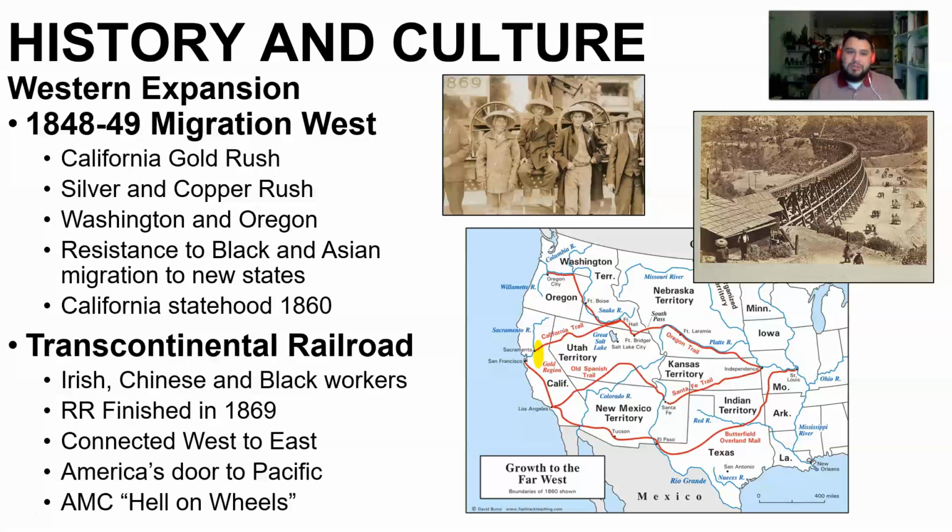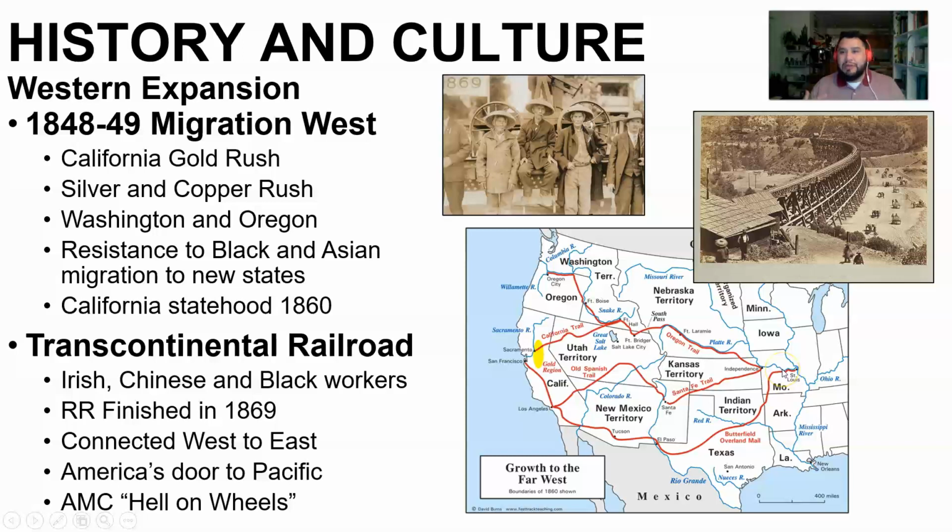Of course, throughout this whole period, we should remember that there was some resistance to Black and Asian migration. For example, in Oregon, up until the 20th century, many cities and counties did not allow Black people to settle and move there, and Asian people were discriminated against, especially Chinese immigrants, through the Chinese Exclusion Act.